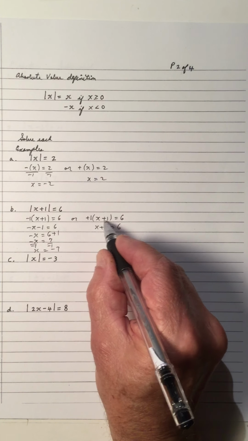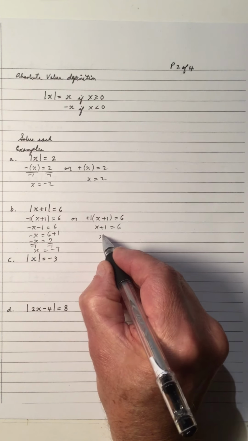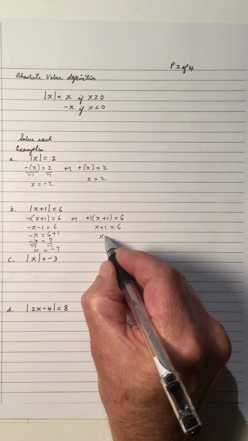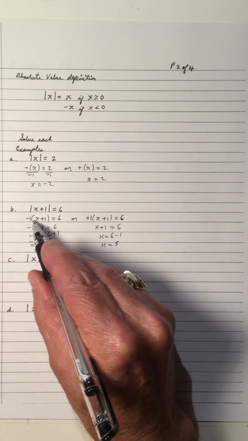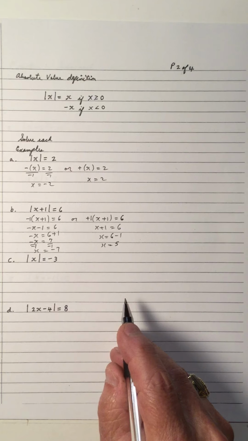Negative or positive 1 times x plus 1 is x plus 1. x equals 6 minus 1, x equals 5. And again, that's the two values. But notice I did the negative of it equals 6, the positive of it equals 6. I kept the 6 the same. I put the negative and the positive with the expression.